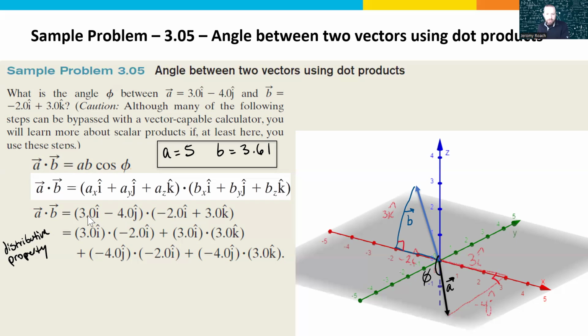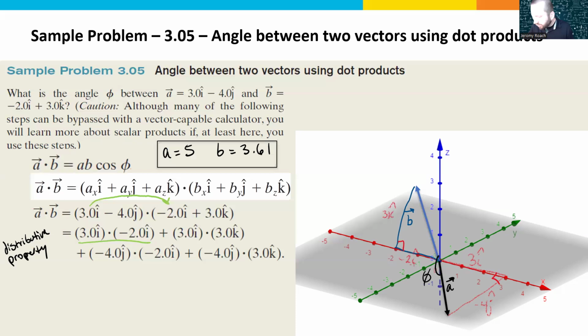Actually, hang on just a moment here. That is not correct. We are using the distributive property here. So for the dot product, we're using the distributive property. So we're going to do 3.0 I hat times negative 2.0 I hat. That's the first one. That's here.